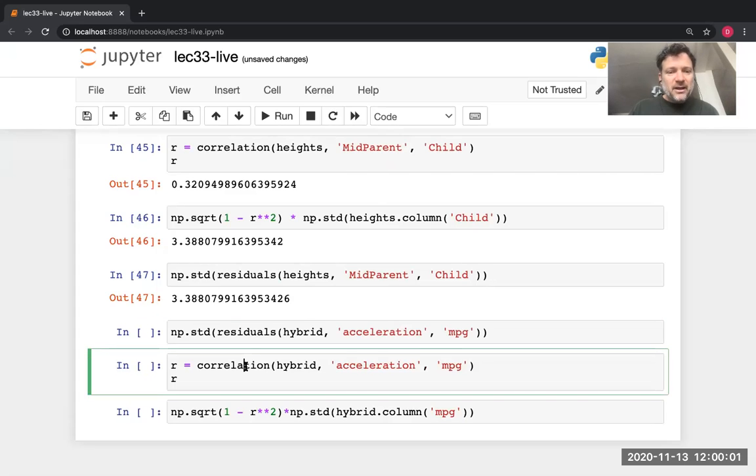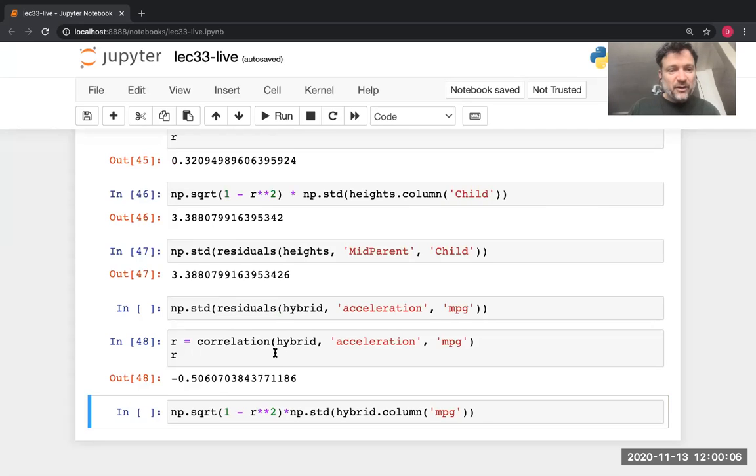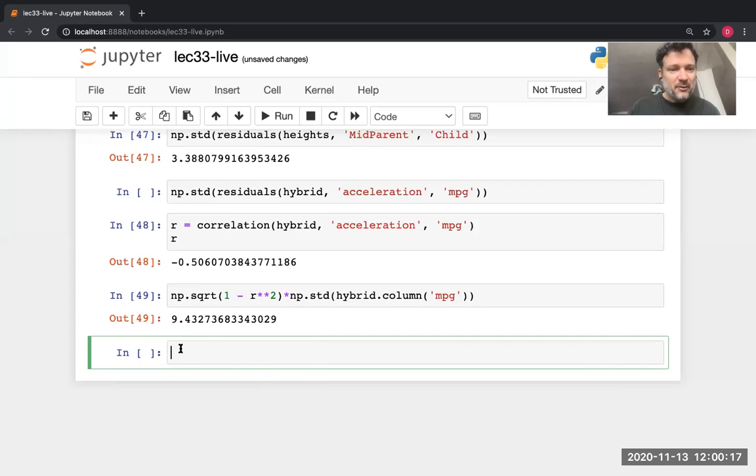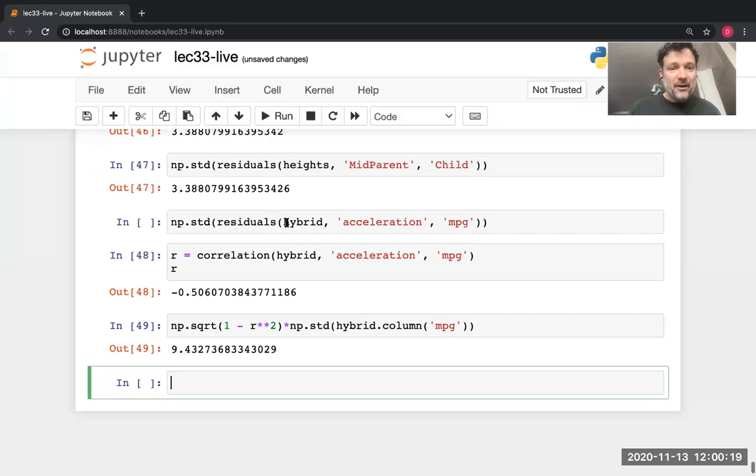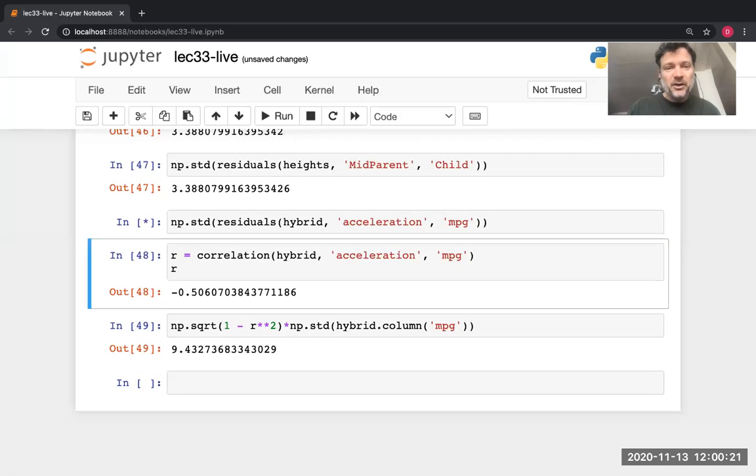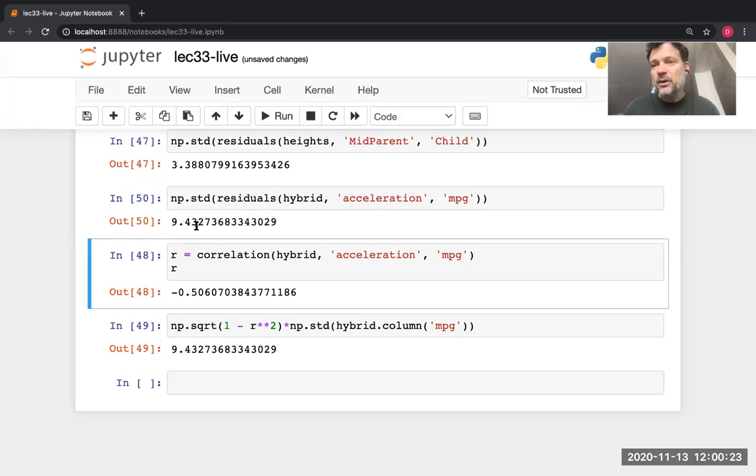Or I could use the correlation coefficient for my hybrid cars. It was negative 0.506. And use the formula, square root of 1 minus r squared times the standard deviation of the actual values, the observed values. That would tell me 9.4. And now I look at the SD of the residuals from the linear regression, and that's 9.4.